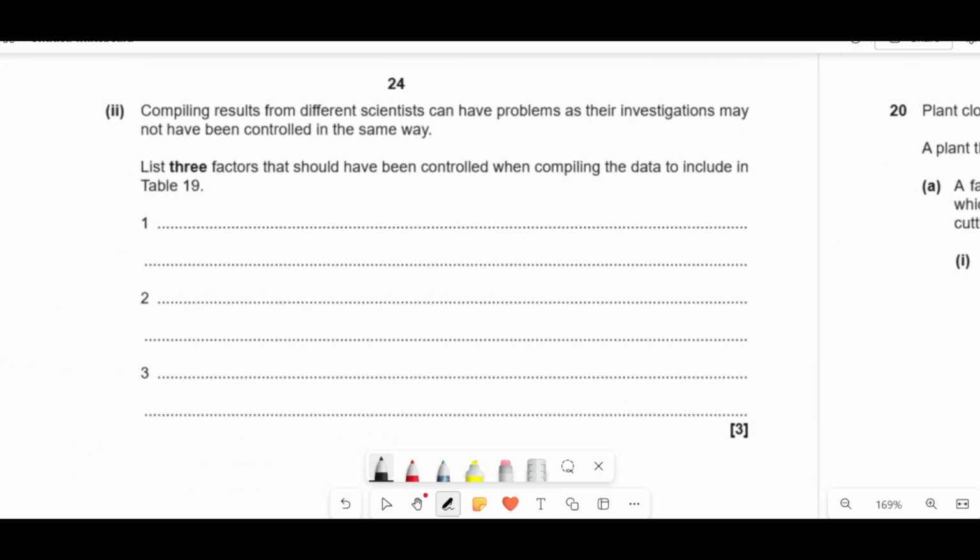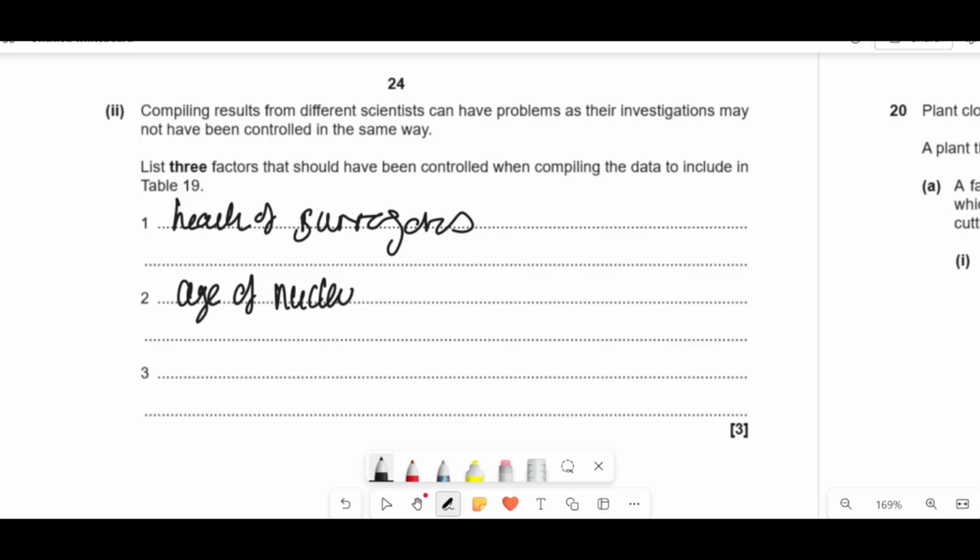So the control factors that I would say are the health of the surrogates, the age of the nucleus donor, what else? And then the number of eggs implanted. You can choose any of those things that I said, really, but those are the ones that I'm going to go with because they're shortest to write.